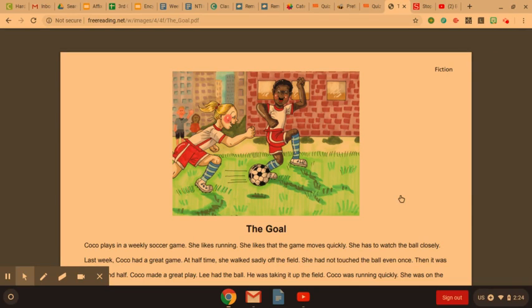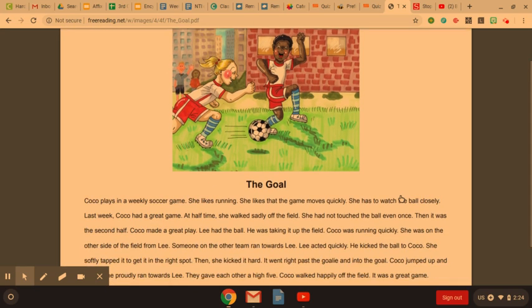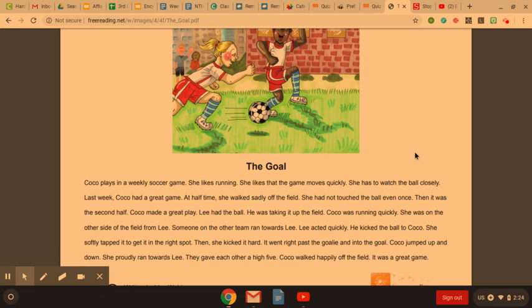All right, our next affix is suffix ly, and it means in a certain way. Guys, remember, after I finish reading the passage, you need to press pause and you need to go back to find the words with the suffix ly and either talk about them or write them down and what they mean. This is called the goal.